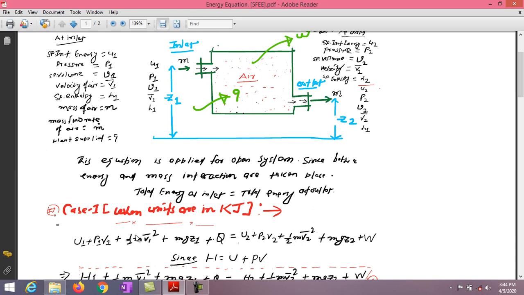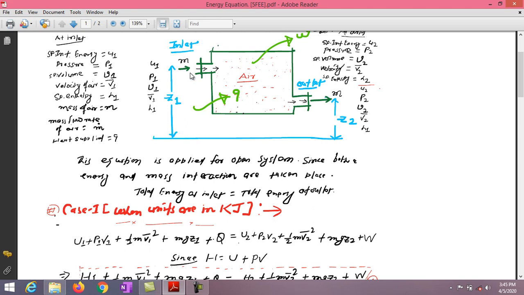So in this equation, what is the total energy at inlet? This is capital U1. Capital U1 is the total internal energy of air at inlet, plus P1 V1. This is the displacement work, which is in the form of energy. This is the displacement work of this air, which is already in terms of energy, right? This is plus half m v1 square.